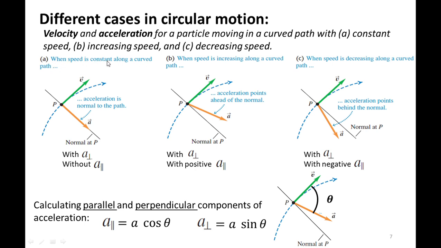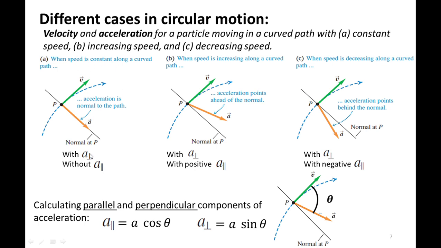So if the speed is constant, that means that the acceleration that causes the change in the speed, or the change in the magnitude of the velocity, must be equal to 0, which means that the parallel acceleration is 0. So in our case A, there is a perpendicular acceleration, but there is no parallel acceleration. In other words, your perpendicular acceleration must not be equal to 0, again, because this is a circular motion, right? But the parallel acceleration must be equal to 0 because the speed is constant.